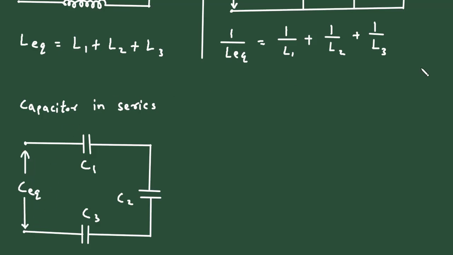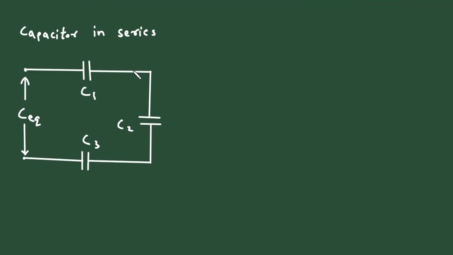Now in case of capacitors, when they are connected in series, that time its equivalent capacitance is given by 1 upon CEQ is equal to 1 upon C1 plus 1 upon C2 plus 1 upon C3.